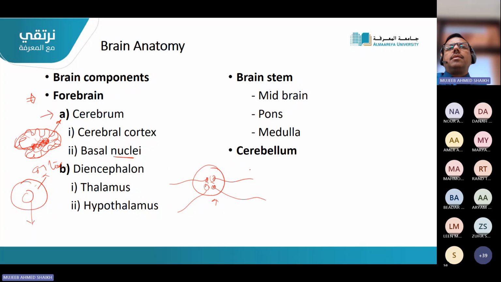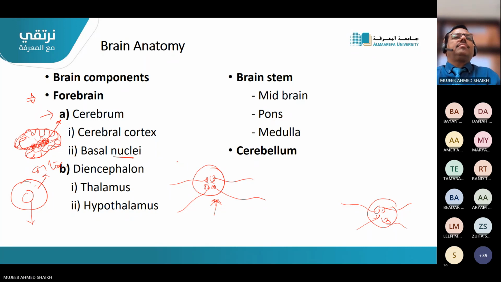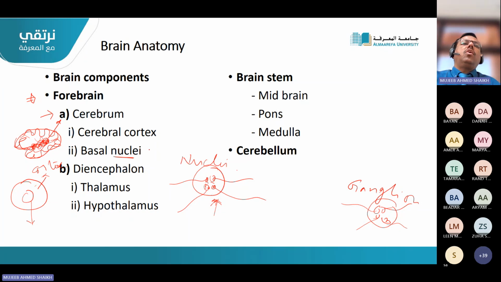If it is outside the nervous system, what is the name? If this collection is not in the central nervous system, spinal cord or brain, if it is outside, what do you call it? Peripheral, isn't it? Peripheral nervous system. In the peripheral nervous system, if the cell bodies of neurons are collected at one place, what do you call it? Ganglion. Very good. This is called ganglion. This is called nuclei. So nuclei are nothing but the collection of cell bodies of neurons in the brain.